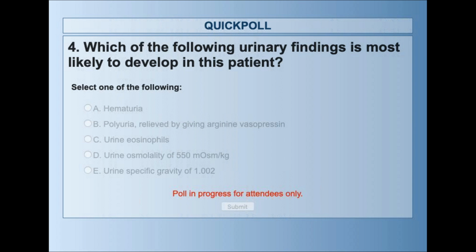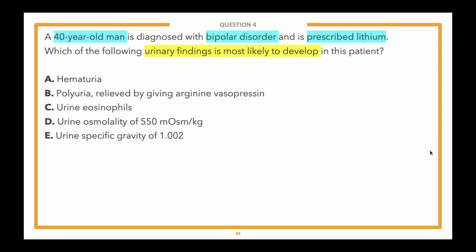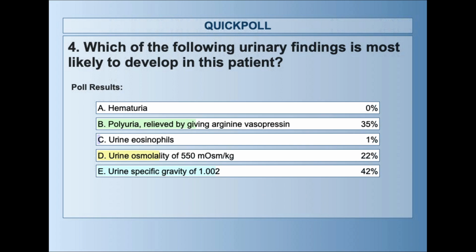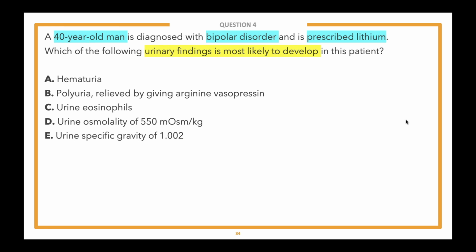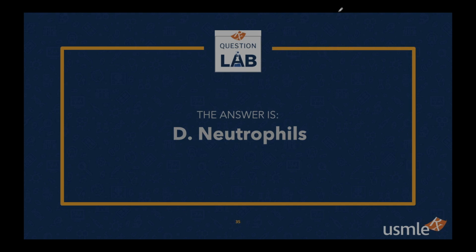All right, let's take a look and see what you selected. Looks like 42% of you selected E, urine specific gravity of 1.002. And in second place with 35% of you selecting was answer choice B, polyuria relieved by giving arginine vasopressin. The correct answer is E, urine specific gravity of 1.002. Once again, 42% of you got it right, so great job, everyone. Let me hand it over to Paris.